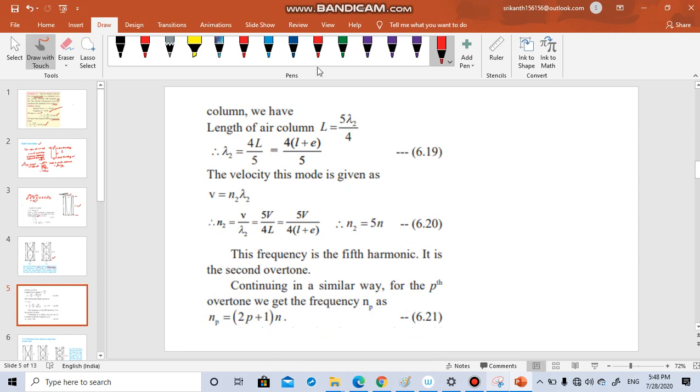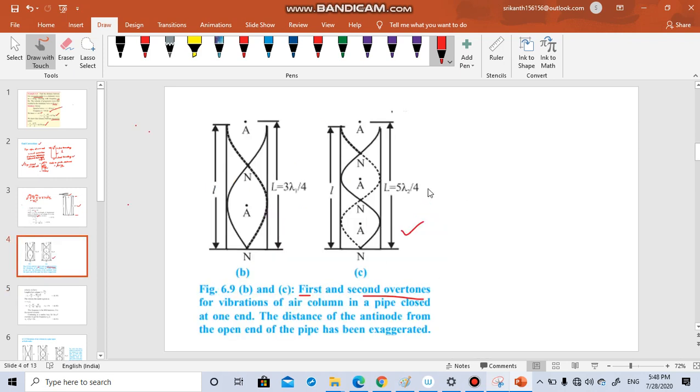Now you see, in the column the length of the column is L. I am going with this figure. Okay, it is 5 lambda 2 by 4. See, the frequency corresponding to the fundamental frequency, we have called it as lambda, but corresponding to higher notes or overtones, the lambda value will be different. You see, this is the wave pattern here. Here the lambda value is different. Here the lambda value is different. Okay, so this we need to understand. So that is why lambda 2 is used.